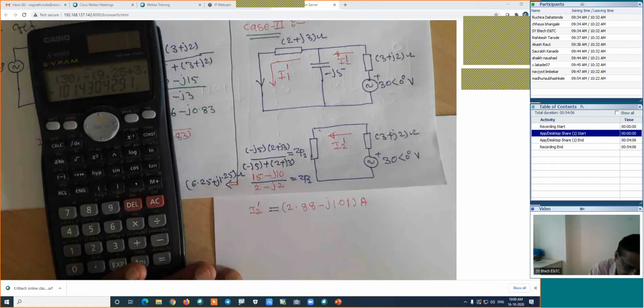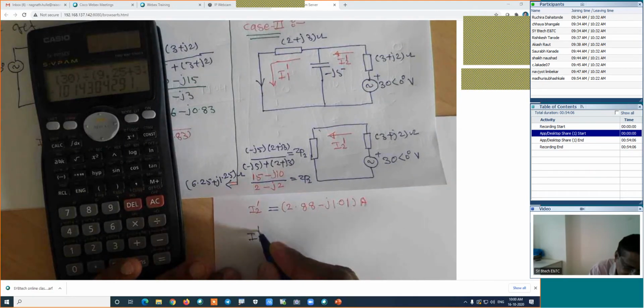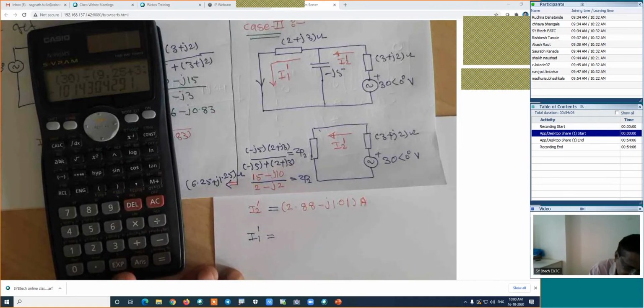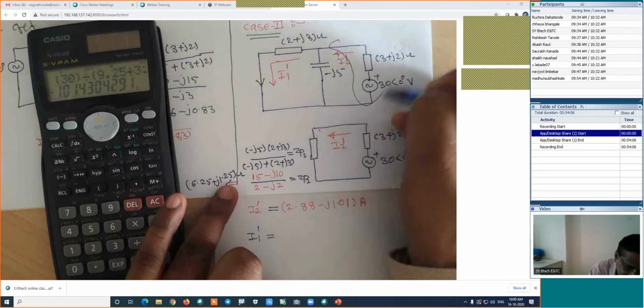I will use the current division rule. How is the current division rule? We are interested in this I1 dash. I will calculate that. This I1 dash is equal to, what is the formula? Total current. Total current in this case means, because in this branch we know the current, there is no need to bother about this branch.